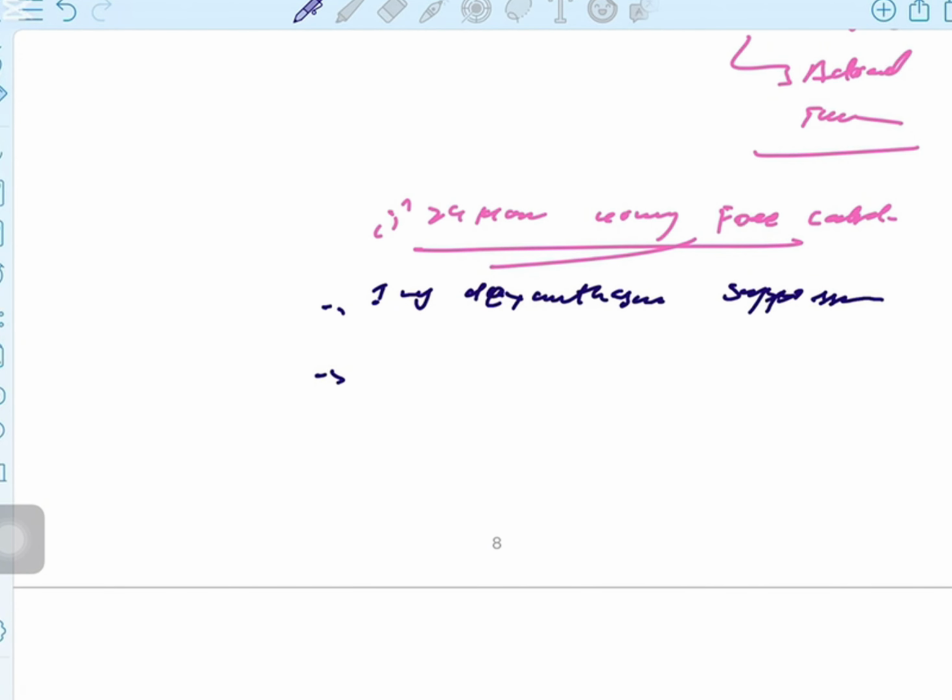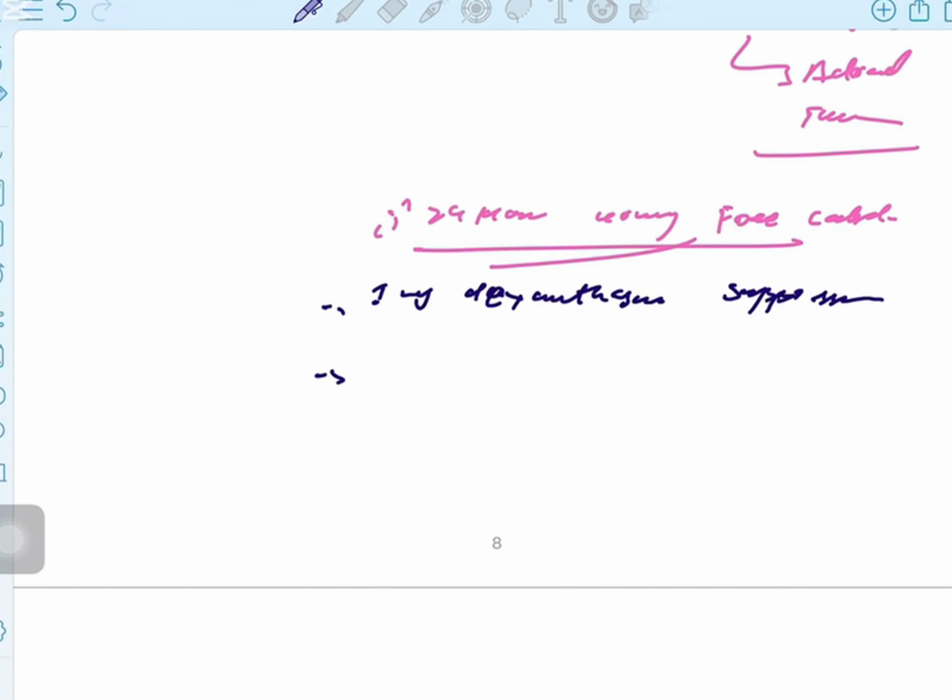In this type of cause, what happens to the person? The person is taking the medicine for a long period of time, and the ACTH level and CRH level are low. And we said that this type of Cushing syndrome is the ACTH independent Cushing syndrome.